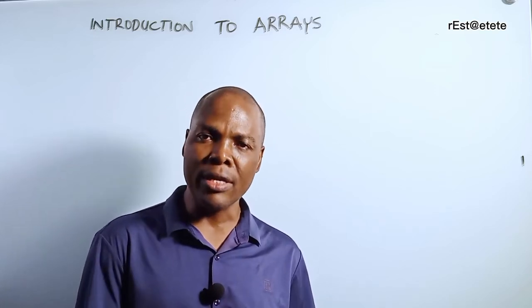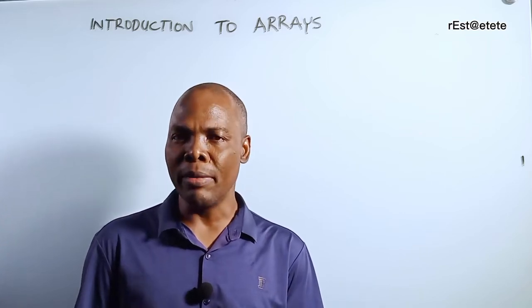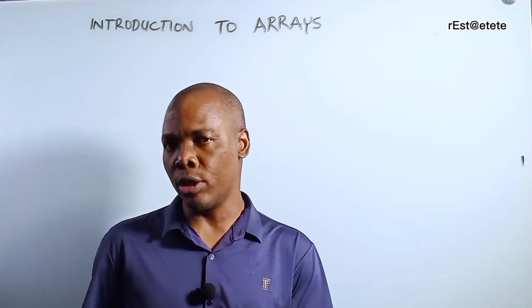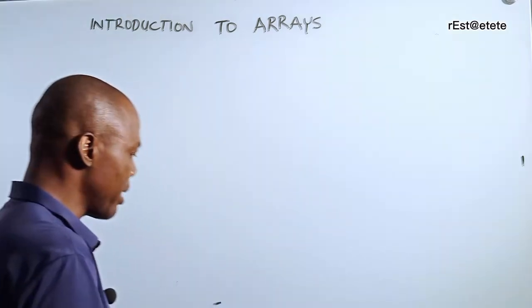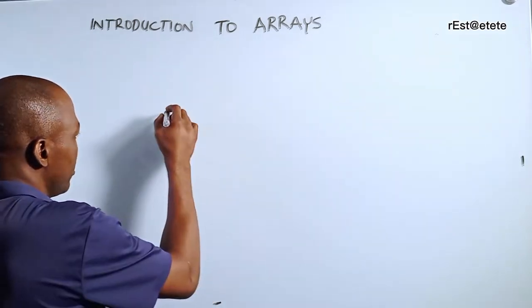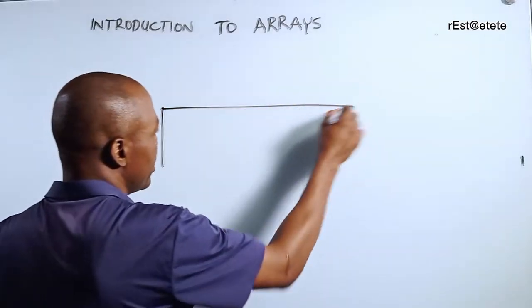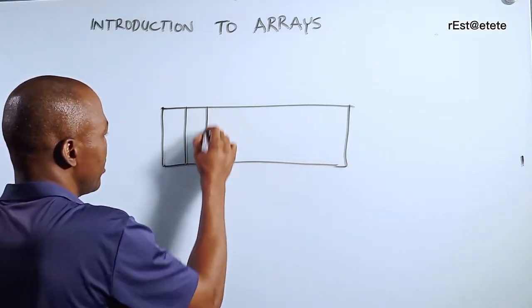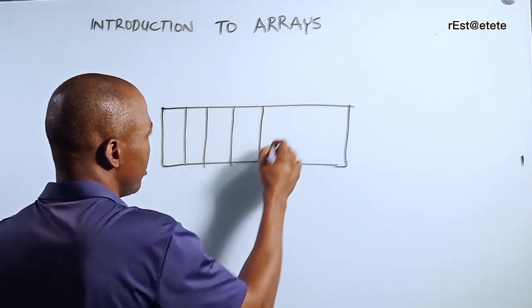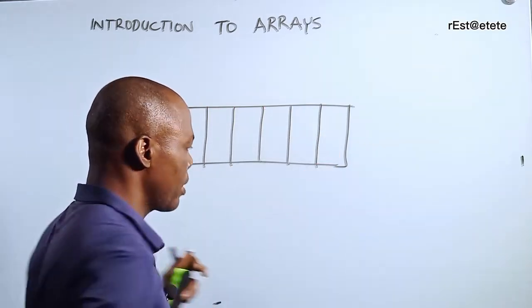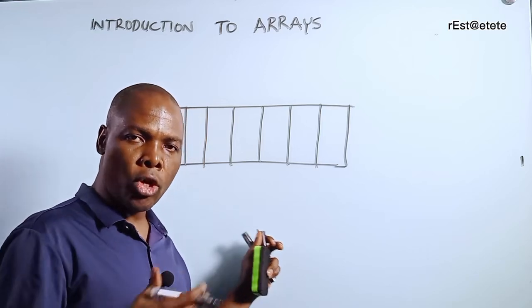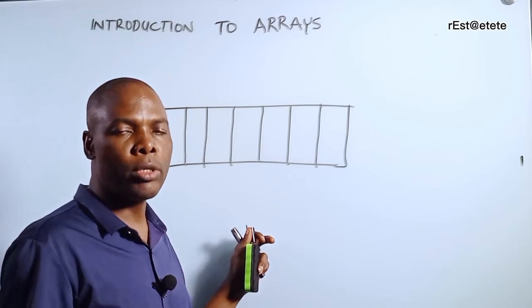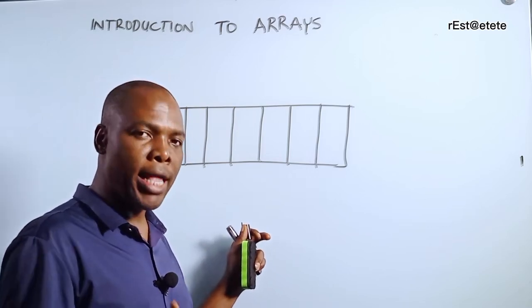I will say an array is a collection of elements of the same data type stored in a contiguous memory location. That is an array. What do I mean by that? This is how a memory is created, right? You have this, then you have this, and so on. So an array is a collection of elements of the same data type stored in a contiguous memory location. Now, why do we need an array?